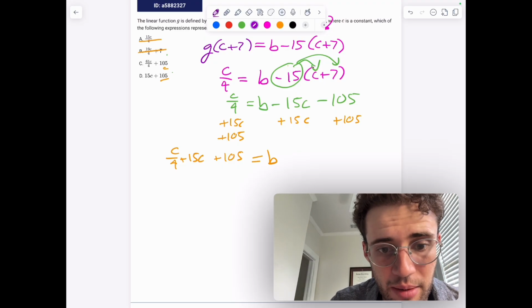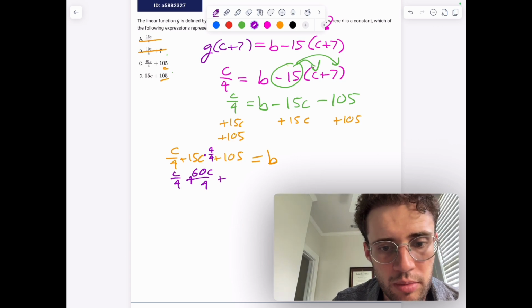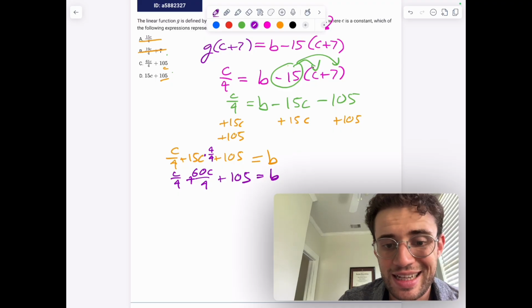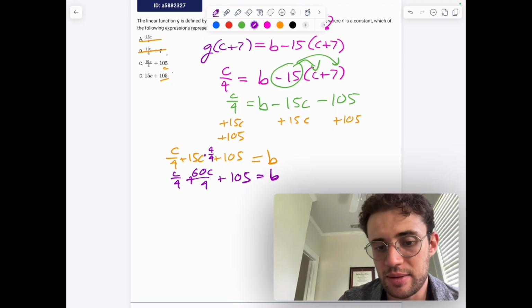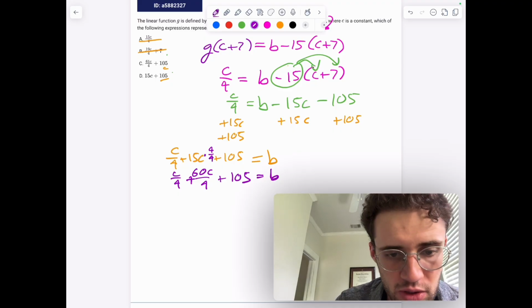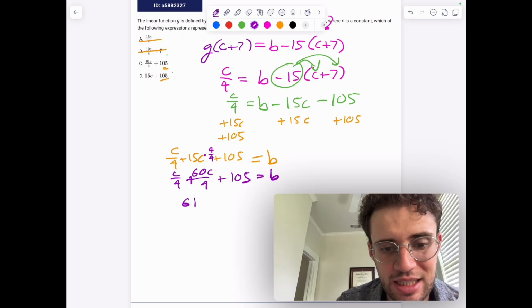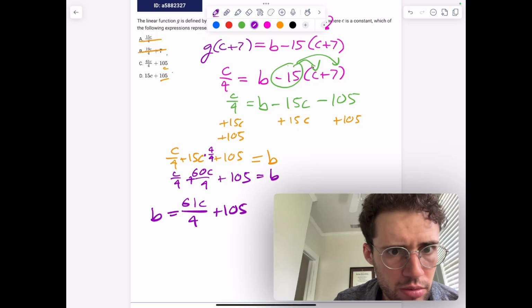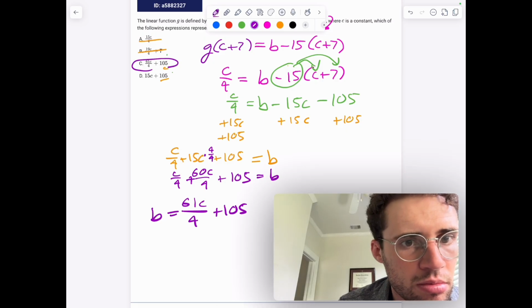Let's get a common denominator, so I'll multiply by 4 over 4, and 15 times 4 is 60, so that's 60c over 4 plus c over 4 plus 105 equals b. Then you have c fourths plus 60c fourths. They have the same denominator, so you can add the numerators. One of them plus another 60 of them gives you 61c over 4 plus 105, and that would be equal to b. So that would be option C. All right, so that's all you've got to do there.